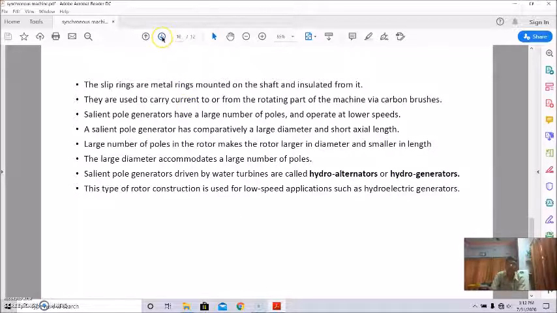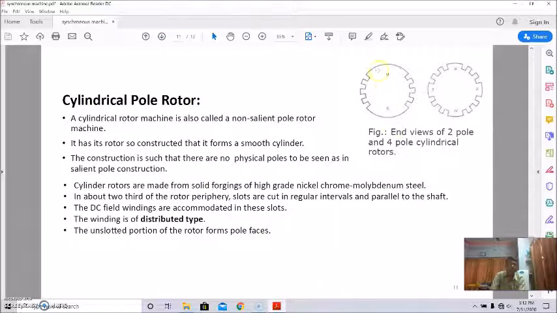Now for the cylindrical rotor. This is a 2-pole type and this is a 4-pole type, an end view of cylindrical or non-salient pole type rotors. Basically, rotor conductors or bars are placed in these slots. Cylindrical rotor machines are also called non-salient pole rotor machines. The rotor is constructed so that it forms a smooth cylinder, and as a result there are no physical poles to be seen, as in salient pole construction.